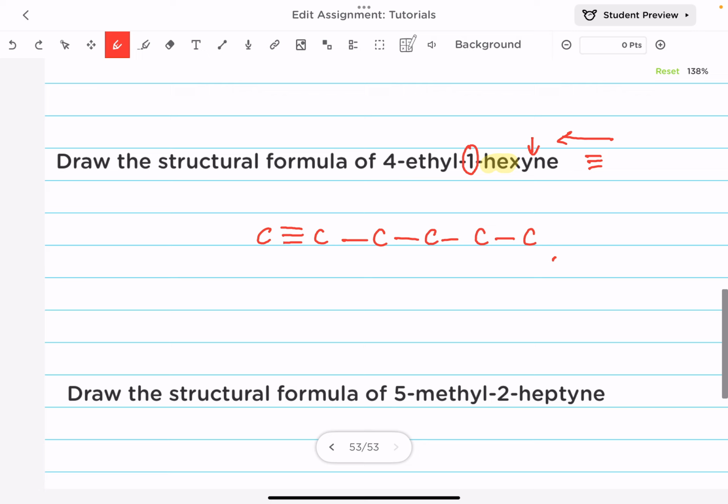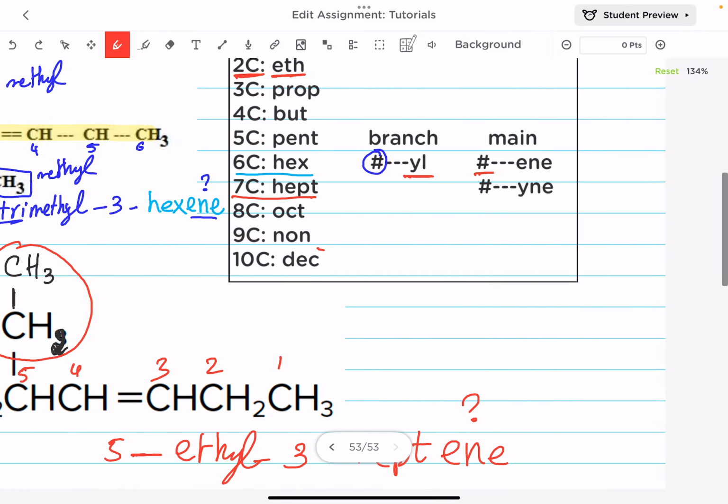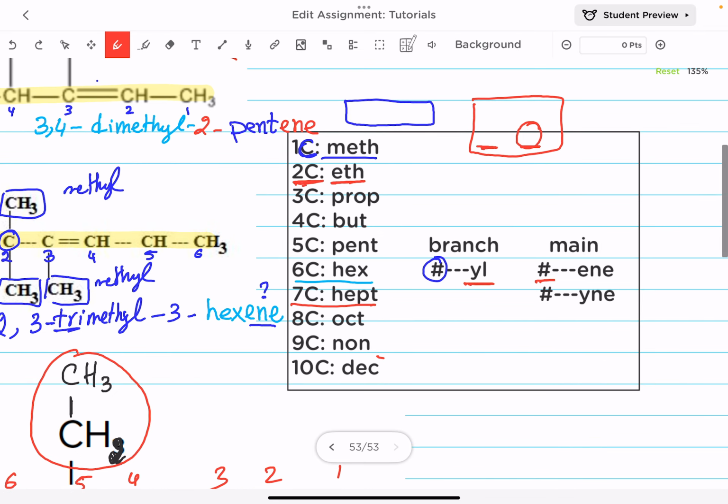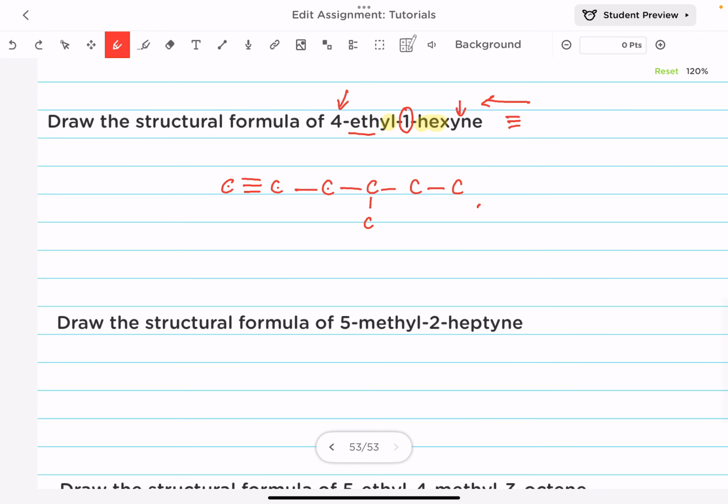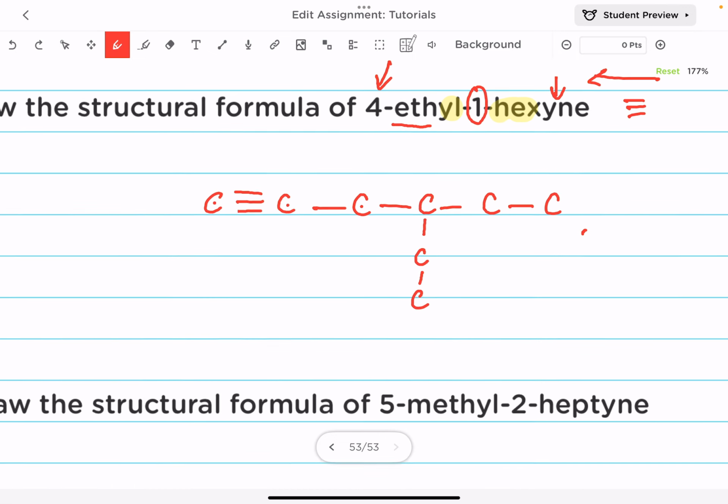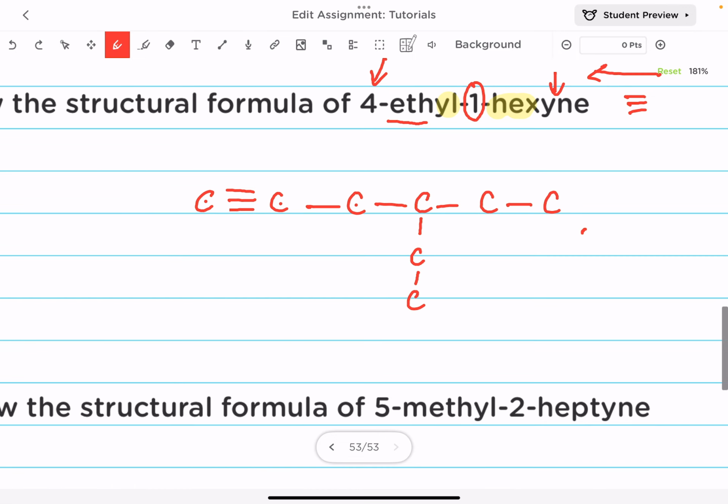And again, I have another branch. How did I know that this is a branch? It's ending with YL. So I have a branch where exactly? On the 4th carbon. So this is the 1st, this is the 2nd, this is the 3rd, this is the 4th. Now ethyl, I take you back to the list. If I have an eth, it means 2 carbons. So I'm gonna draw 2 carbons consecutively. And you are done. Now all you have to do is complete your chain with the required number of carbons.